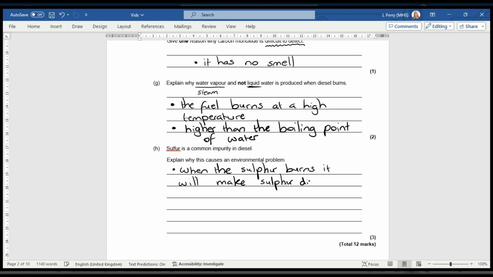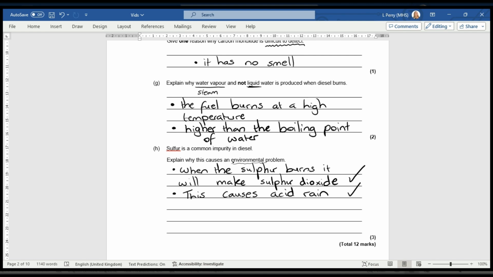Now, this is where my knowledge needs to come in because I need to know what is the environmental problem caused by sulfur dioxide. So I am required to know sulfur dioxide causes acid rain. So I've got 2 marks so far. I know that sulfur is going to make sulfur dioxide. There's 1 mark. I know this causes acid rain. That's another mark. But this is a 3-mark question.